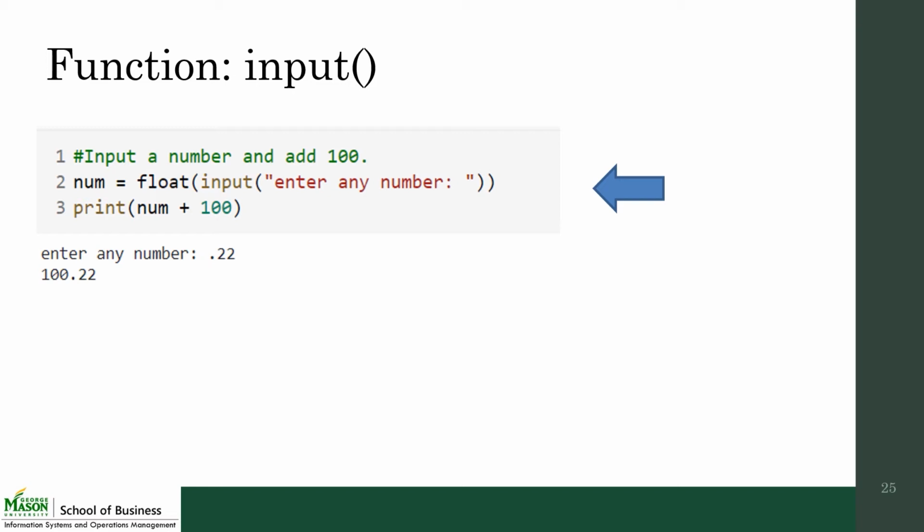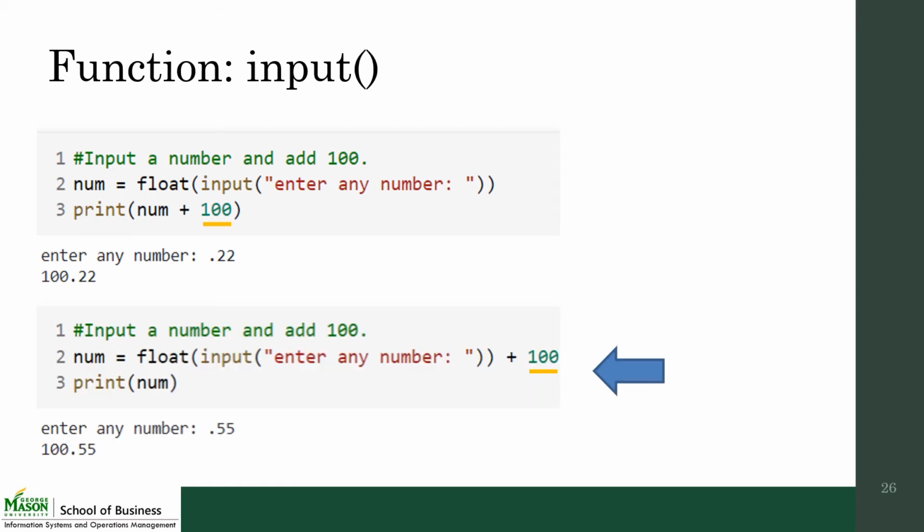In this example, the program will prompt the user to enter a number value and add 100 to it. The input function in line 2 has a float conversion function since the number entered by the user needs to be converted from a string to a float. Again, anything coming from an input function will be a string value by default. So this is why there needs to be that conversion function.